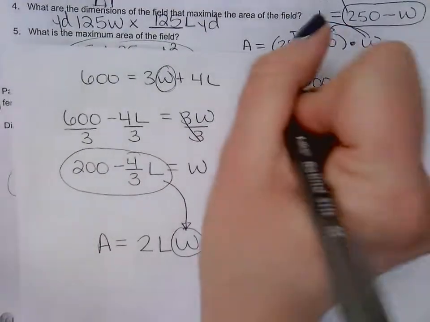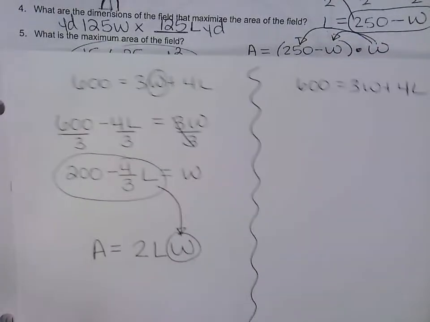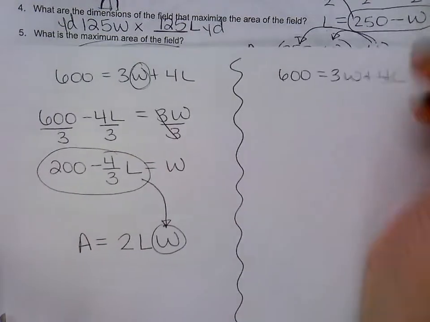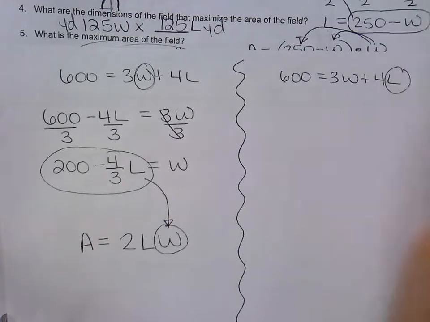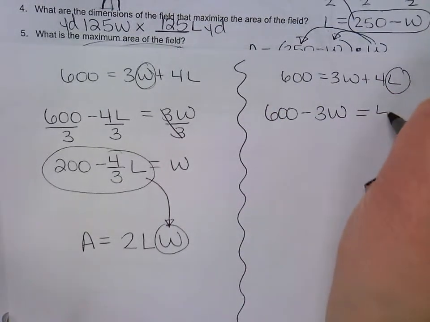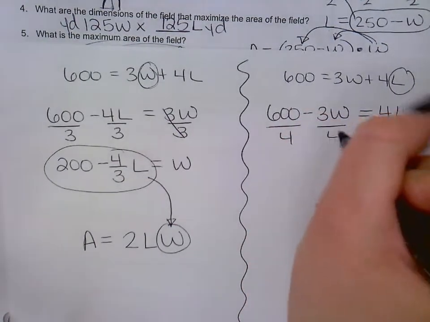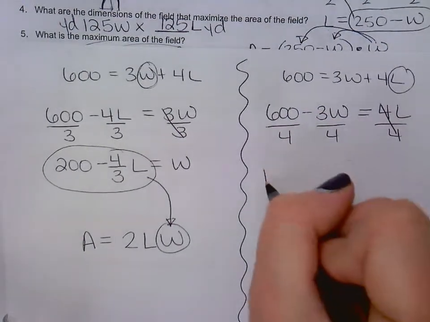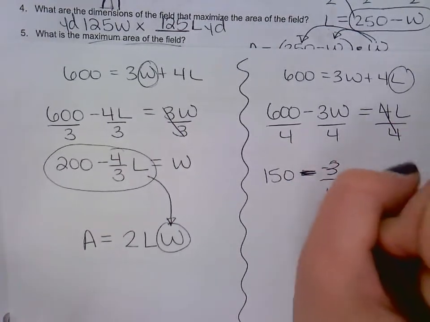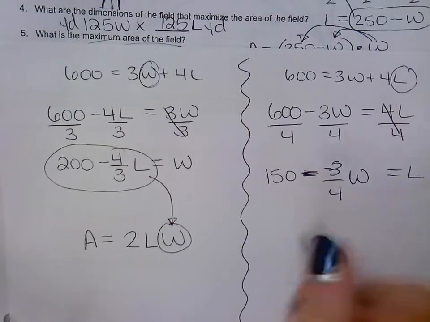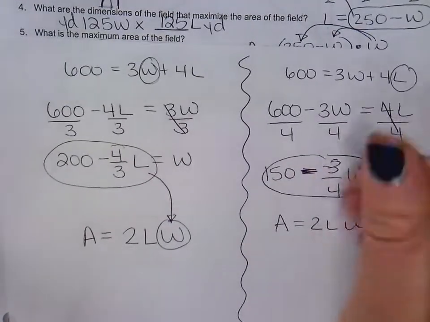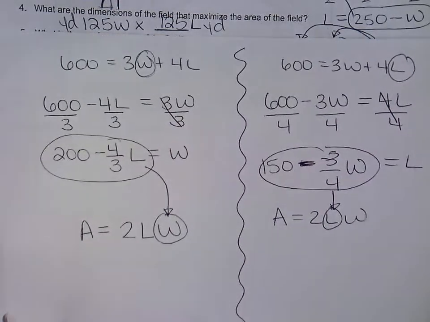You're going to plug all that stuff in for W in your area formula, right? So we're going to get the same answer. Some of us are just solving for W first, or some of us are solving for L first. Those of you that chose to get L by itself, you would have done 600 minus 3W equals 4L, and you would have divided through by 4. So that would be 150 minus 3/4 W equals L. A equals 2LW. And you would have plugged all that stuff in for L in that equation.